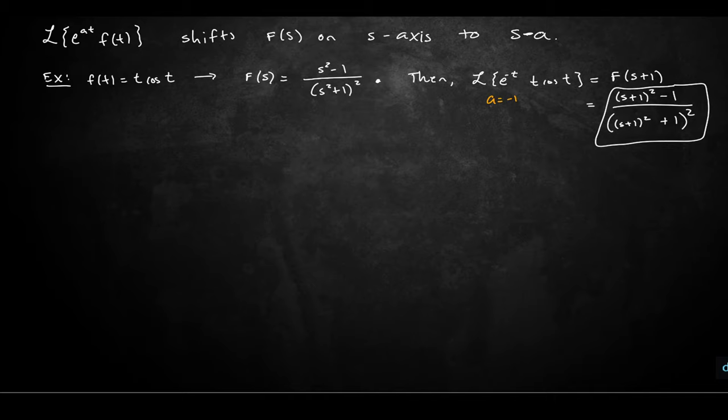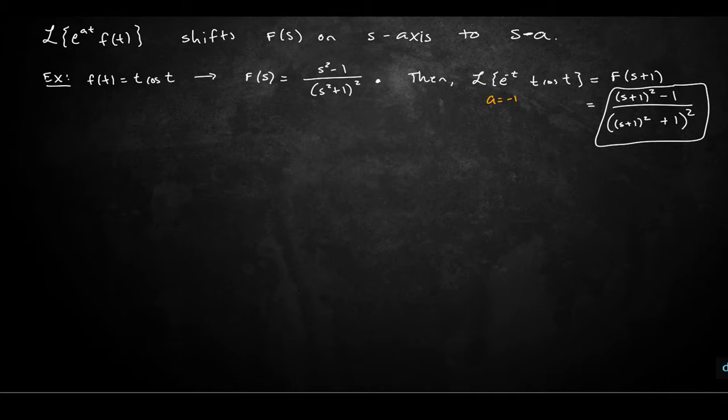So that's the first translation theorem. If you multiply by exponential, it just shifts your Laplace transform on the s-axis by a. In this case, a was negative 1, so we shifted it to s minus negative 1. Well, that's just s plus 1. All right, so sorry about the screw up there at the beginning. I'll make maybe like a separate video later and go through that derivation.